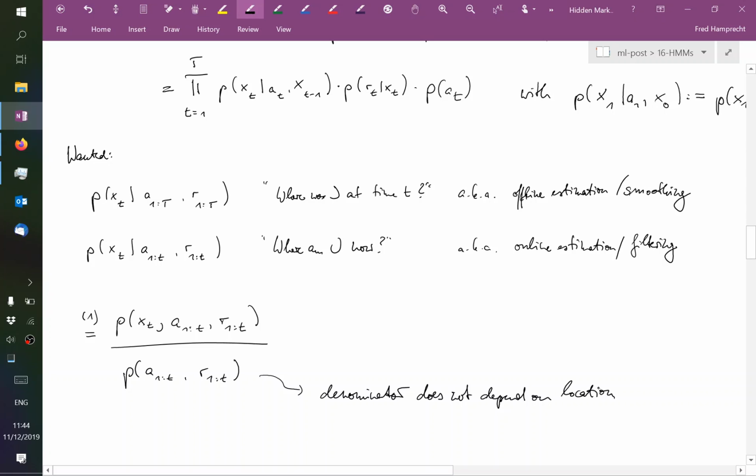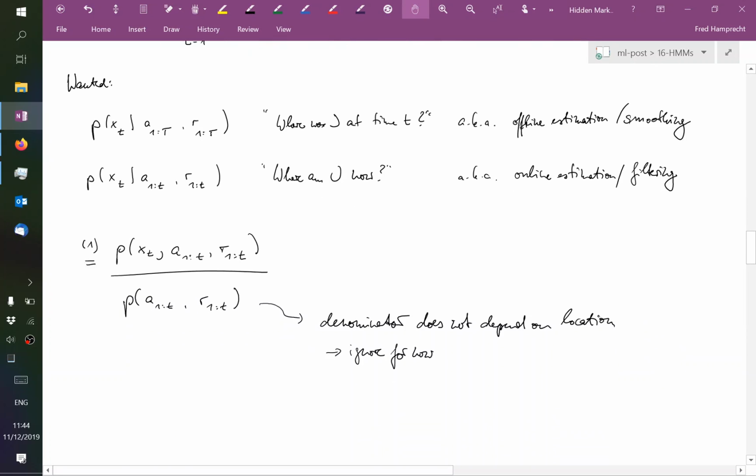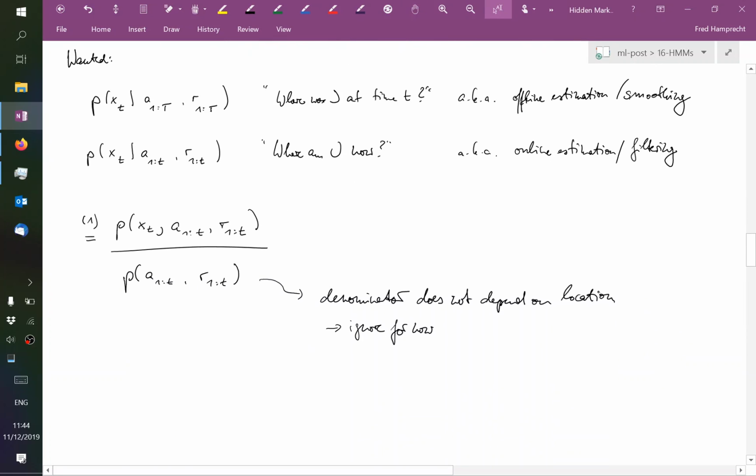And if I'm interested in where I am, then currently I'm not primarily interested in this normalization, and hence we will ignore it for now. And we concentrate on this first term. Yep. What exactly is the equal sign referring to? So what is equal to? It is equal to this.